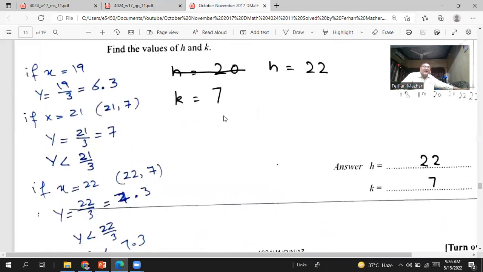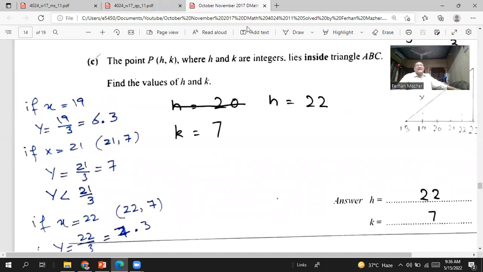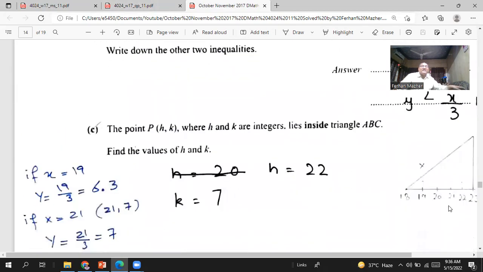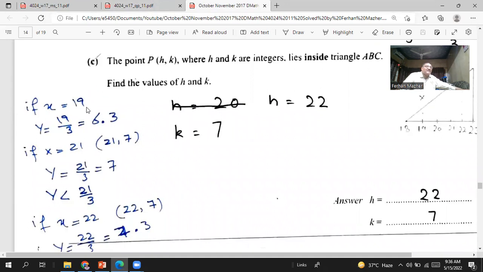So suppose x is 19. With 19, you can suppose 19, 7, 19, 8. You can suppose 19, not more than 7. When you put 19 divided by 3, it becomes 6.3. So it will not satisfy this inequality, because if you suppose 19, 7, then y will not be less than 6.3, because y is 7. So this cannot be the answer.